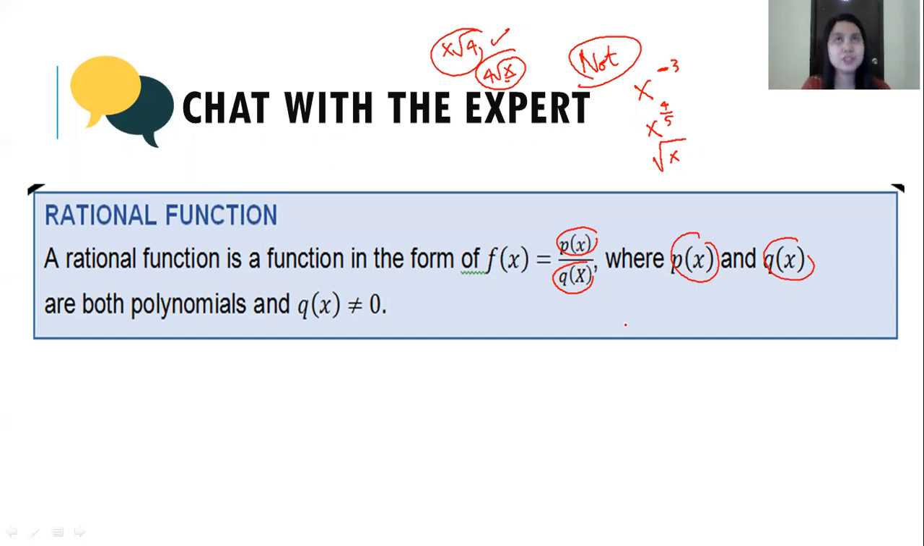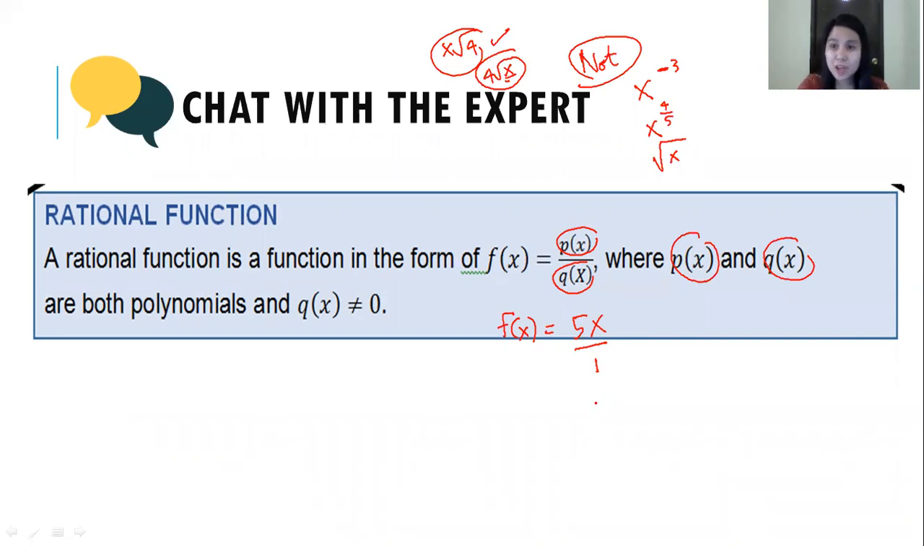Ma'am, what if there's no denominator? Like you only have f of x equals 5x. It's still a rational function because the denominator of this is 1, and 1 is a polynomial with a constant term. Remember last time, it's a constant function.